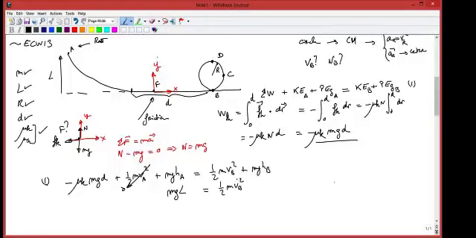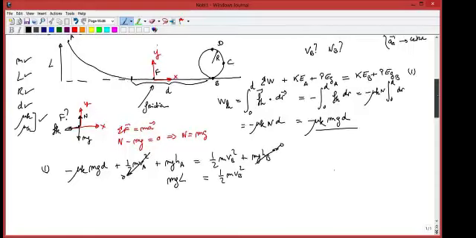What about HB? When we are at state B, are we located on the x-axis or not? Yep, we are. Therefore, we nuke it. And that's it. Now we can solve for VB.